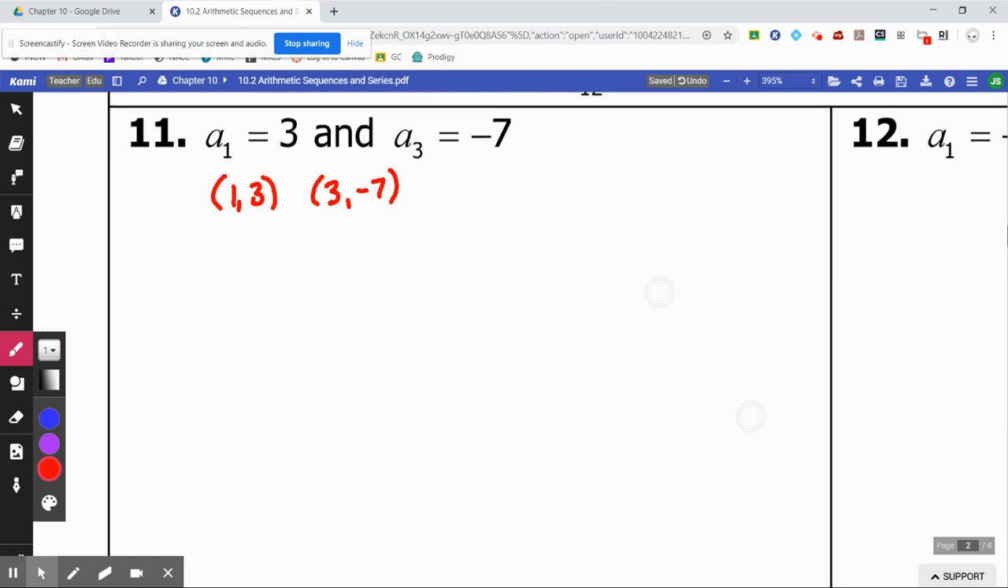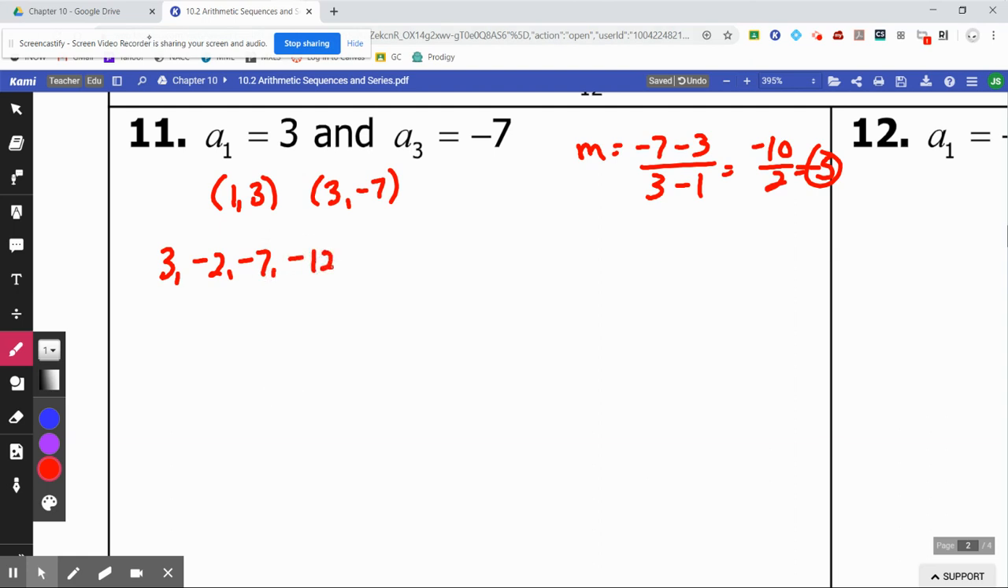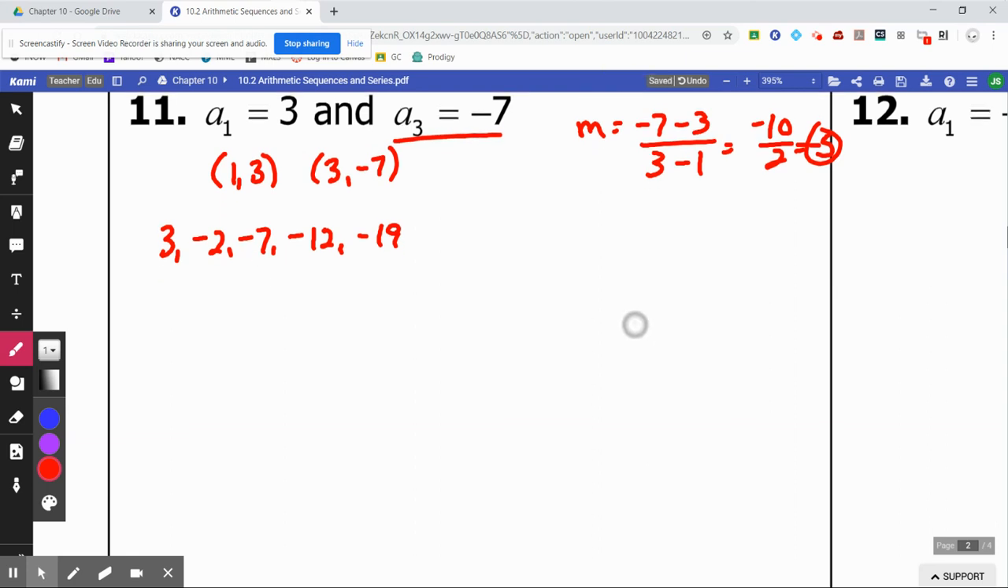So what do I do first? I need a slope, y2 minus y1 over x2 minus x1. That's -10 over 2, which is -5. That's your common difference. If you check that, look, my first term is 3. If I go down 5, down 5 again, down 5 again, do I get the third term as -7? I sure do. So your common difference or your rate of change, your slope, is -5.